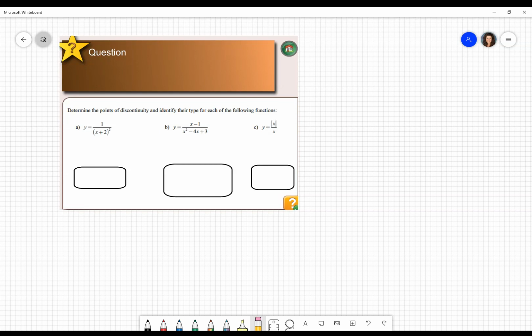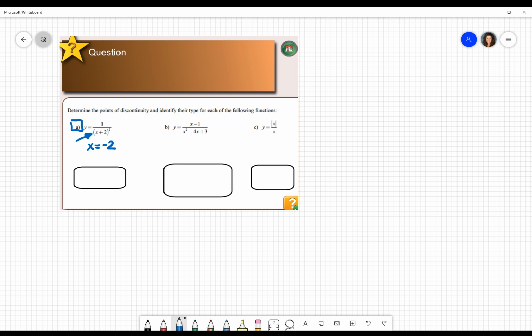Okay, so let's take a look at this. First of all, example A. In example A, we notice we have a rational function, and a rational function will be undefined whenever the denominator is equal to 0. So in this scenario, whenever x is equal to -2.